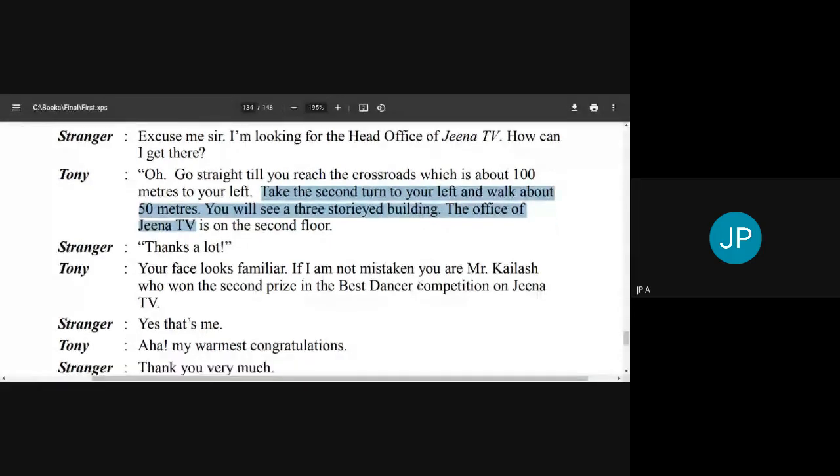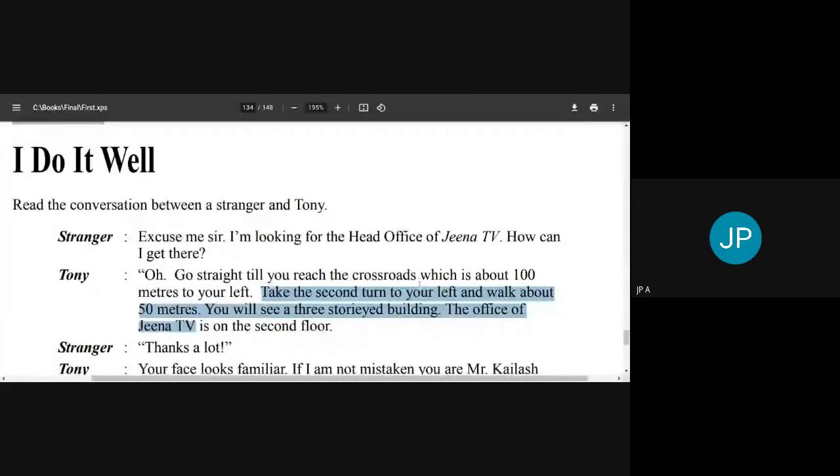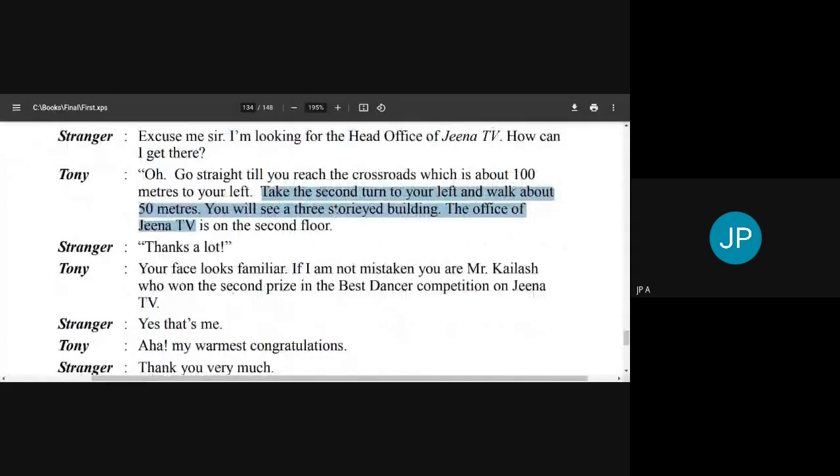Now, you cannot always continue to give directions. So there is something else which is added in this dialogue. That is, he says that your face looks familiar. If I am not mistaken, you are Mr. Kailash. So here it is opinion, stating opinion.